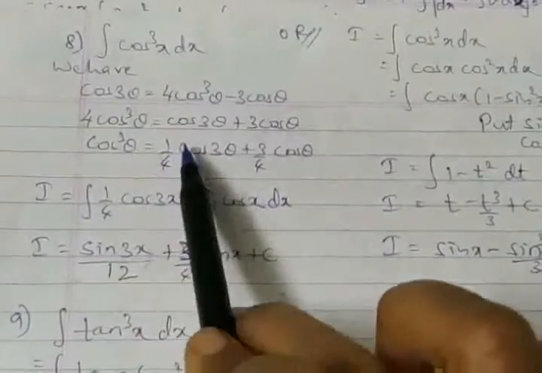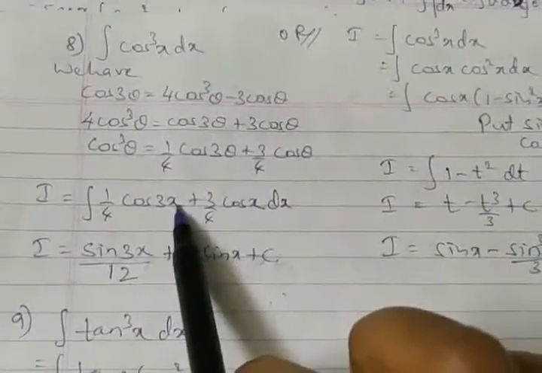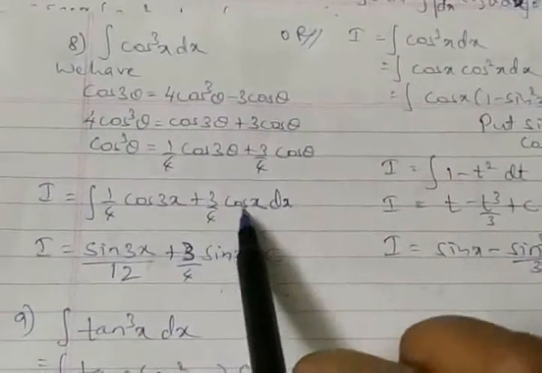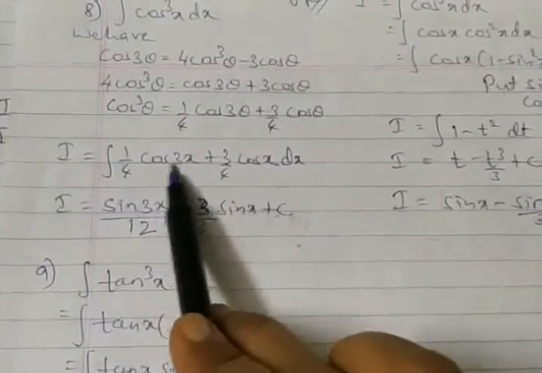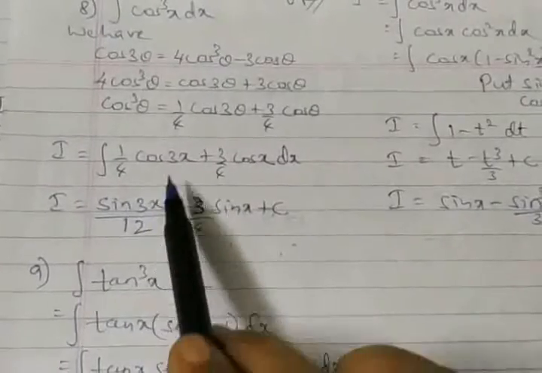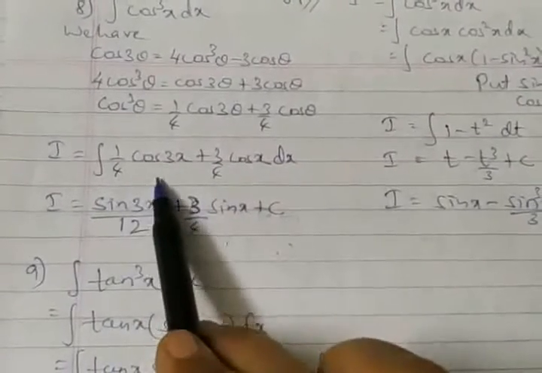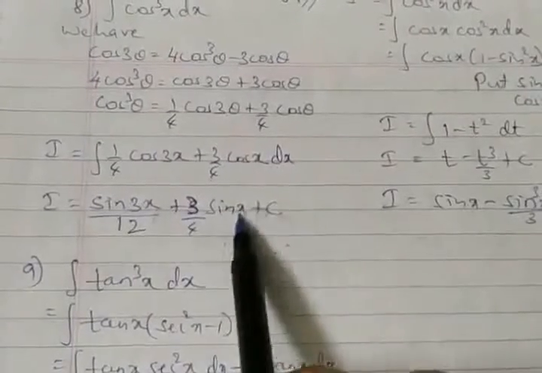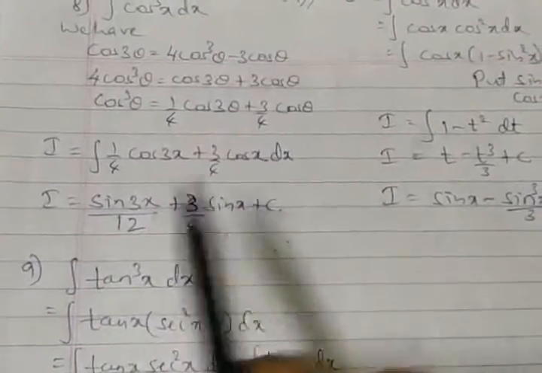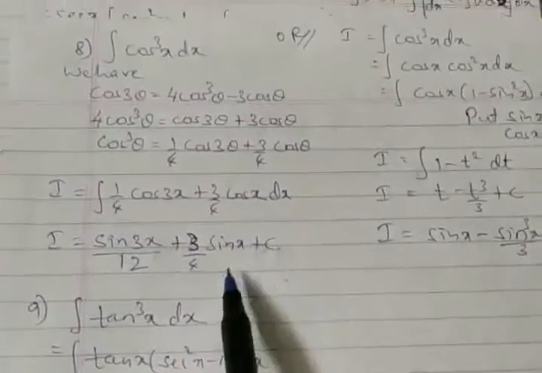To be taken as 1/4 of cos 3x plus 3/4 times cos x. 1/4 kept as it is. Integration of cos 3x to be taken as sin 3x by 3, 4 3s are 12. Plus 3/4 kept as it is. Integration of cos x is sin x plus c completes the answer. No more simplification to be done. Keep the answer as it is.